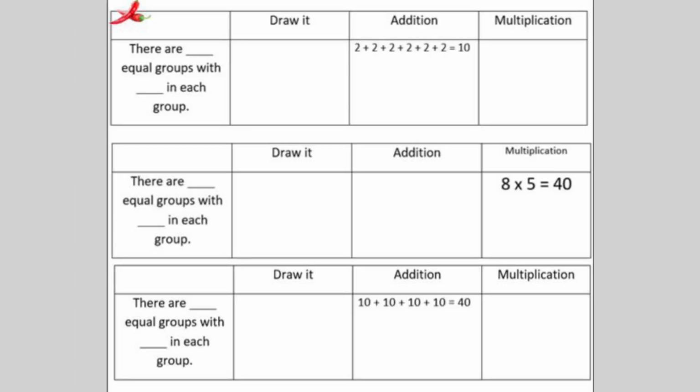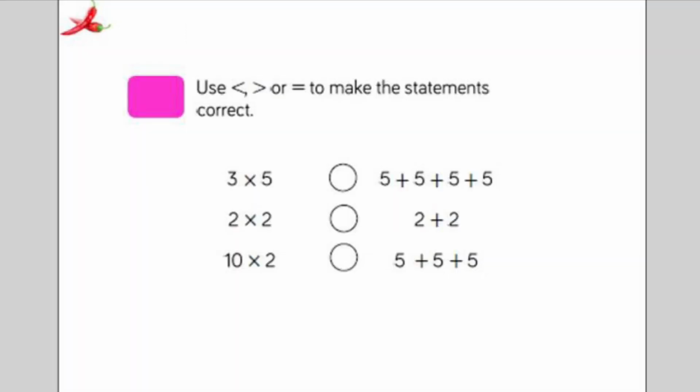Here's some more chili 2 questions. This time you have to work in a different order because you've been given a different piece of information to start with. Again, like we practiced. And here's the last part of chili 2. So this is a pink for think. Use the less than, greater than, or equal to signs to make the statements correct. We'll go through this together in a moment.